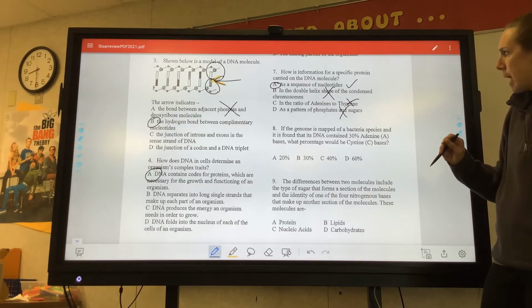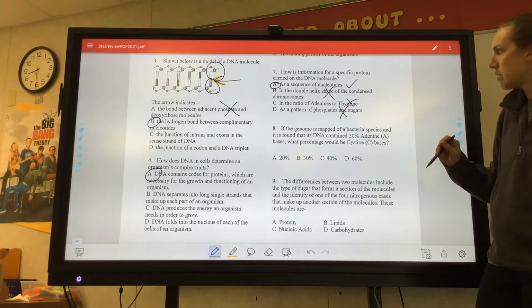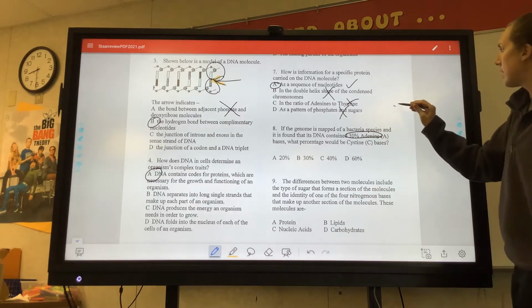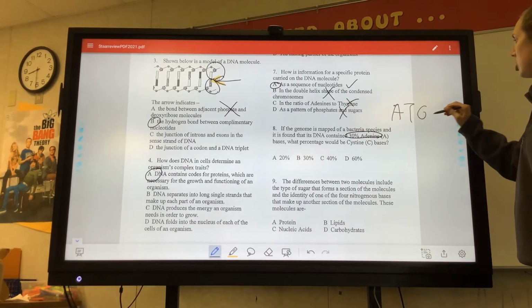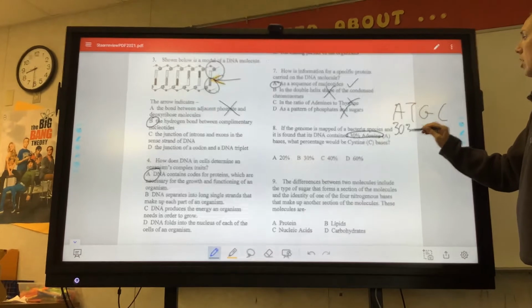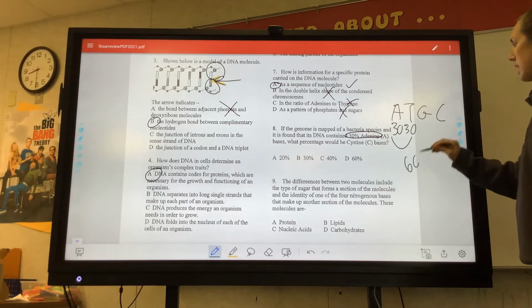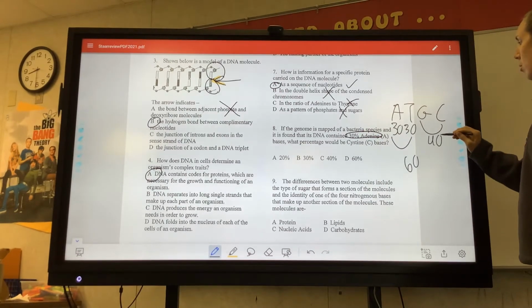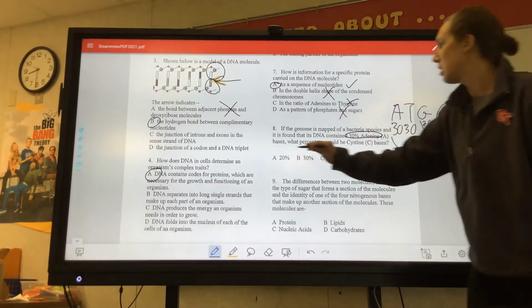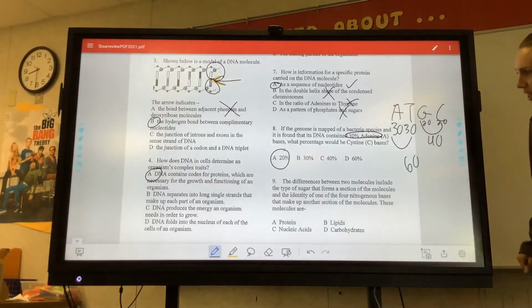If a genome is mapped of a bacteria species and it is found that the DNA contains 30% adenine, so if it's A, T, G, C, if 30 is for A, what must be for T? 30. 30. This is 60%, so between these has to be 40, so it's 20 and 20. Oh, so I did get that right. 30, 20. I did the math right for the first time. Okay.